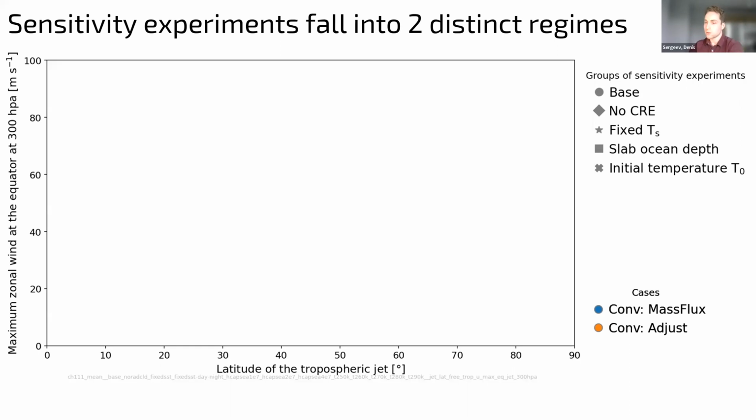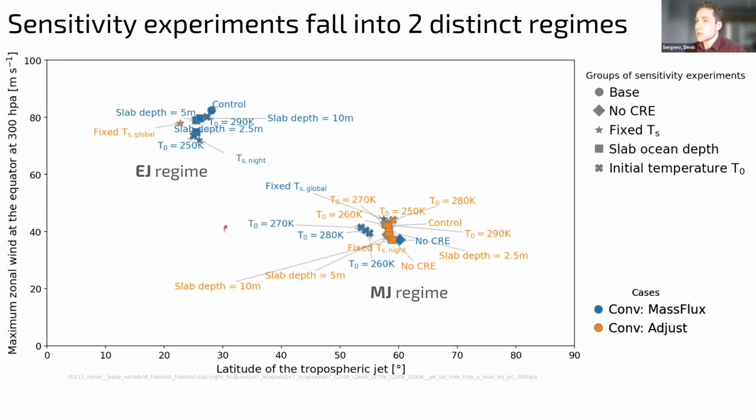And I can also condense the results of all these sensitivity experiments and again demonstrate that they fall into two distinct regimes by plotting the latitude of the tropospheric jet versus the maximum zonal wind at the equator at 300 hectopascals, for example. And so you can see that all the sensitivity experiments cluster into two regimes with virtually no intermediate regimes in between.